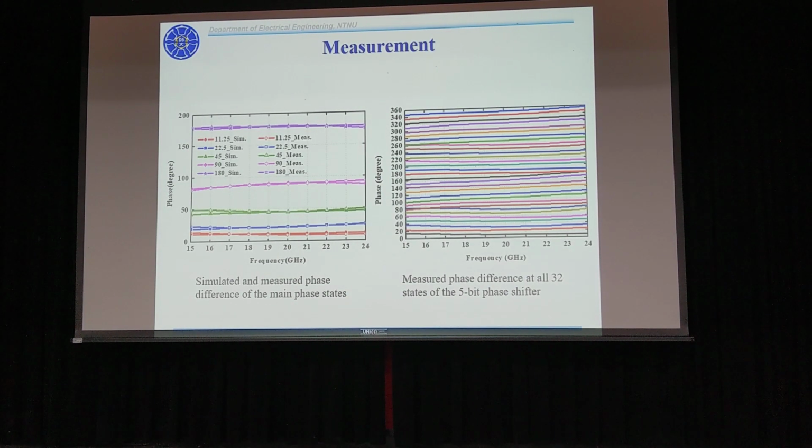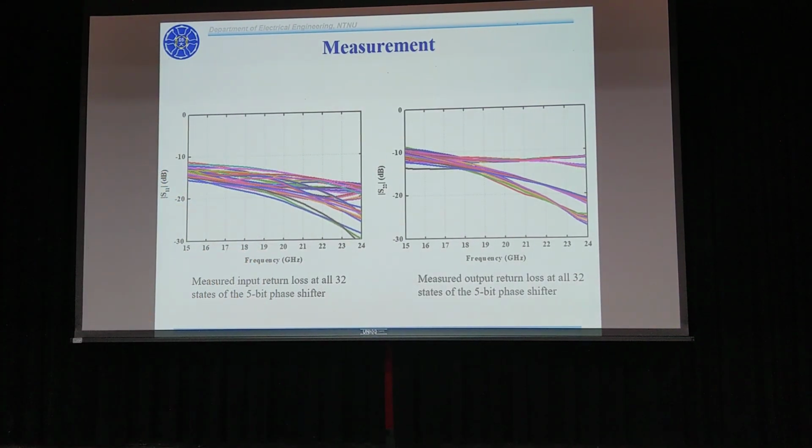The left figure shows the simulated and the measured relative phase shift of the main phase shift states from 15 to 24 GHz. We can find that the measurements are all very close to the simulation, especially at the main frequency. The right figure shows the measured phase of all 32 states, and the phase shifter provides 32 phase states from 0 to 360 degrees.